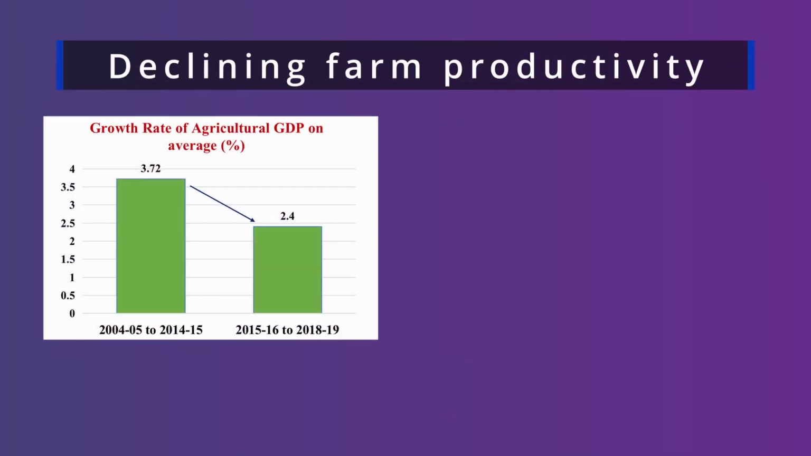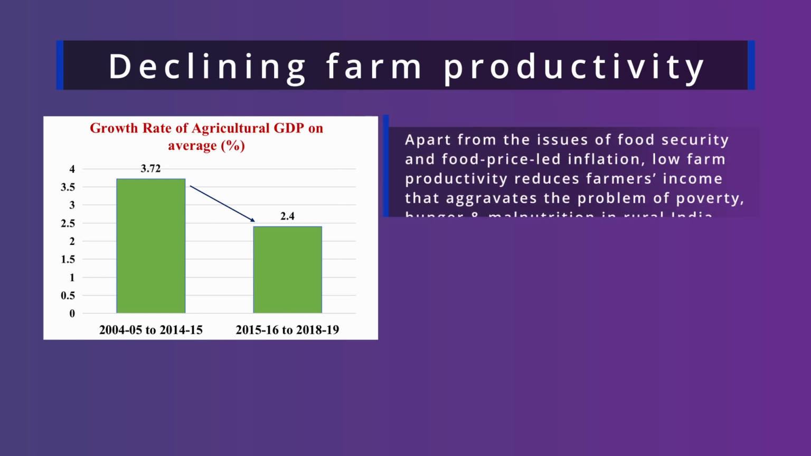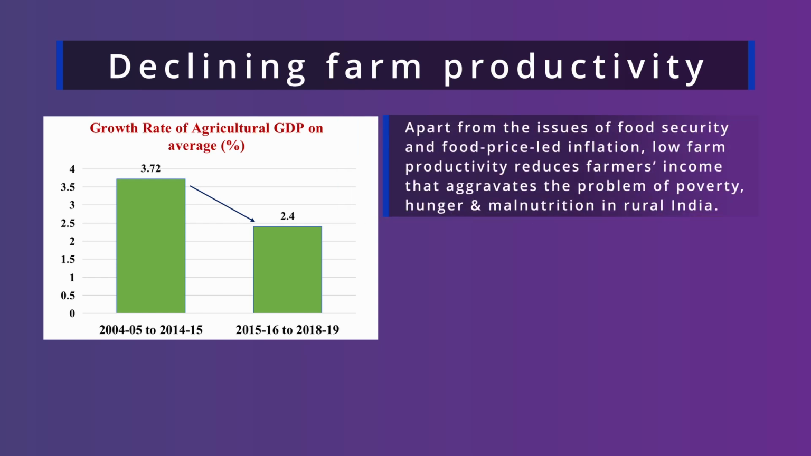If you look at the slide, you will see that the growth rate of agricultural GDP, which was hovering around 3.72% during the period 2004-5 to 2014-15, has been significantly reduced in recent years, during 2015-16 to 2018-19, to only about 2.4%. Now, this reduction in agricultural productivity has significant implications for the food security of the burgeoning population of the nation and also for food price led inflation.